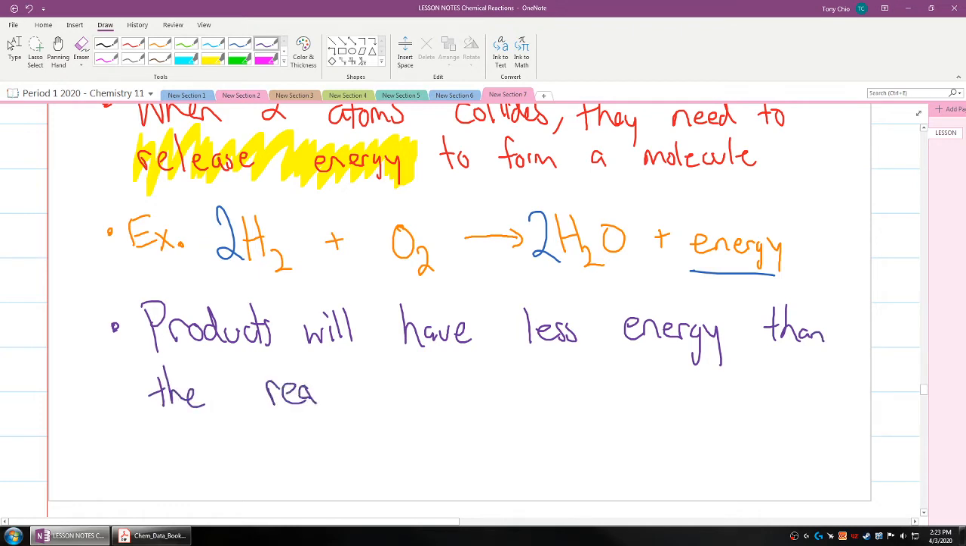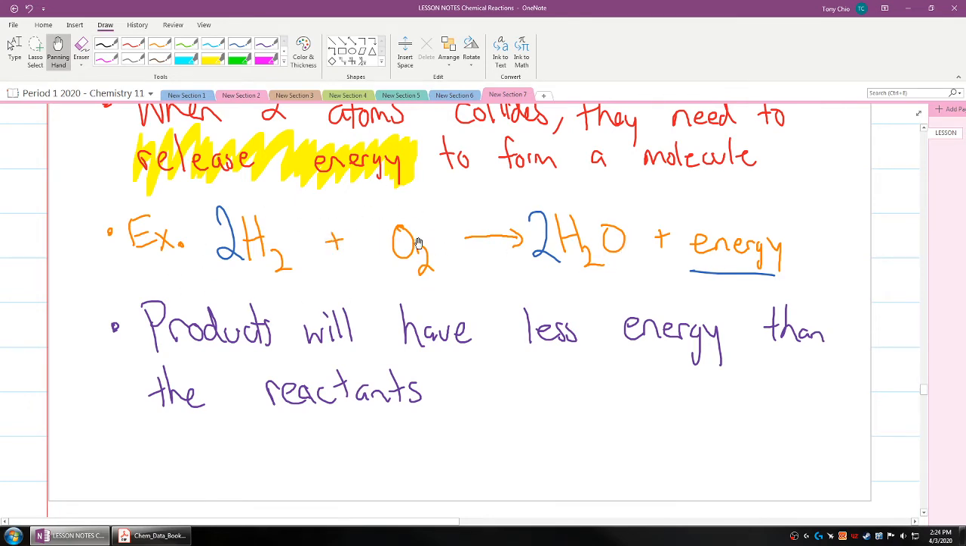And if I show this to you two different ways, you can see why. So in this case, you need to release some energy for these two to react to form the water. So that's where you see it in the equation. You need to release energy for this to occur. That's why this water actually has less energy than these two reactants.